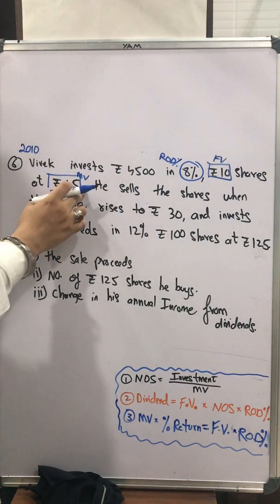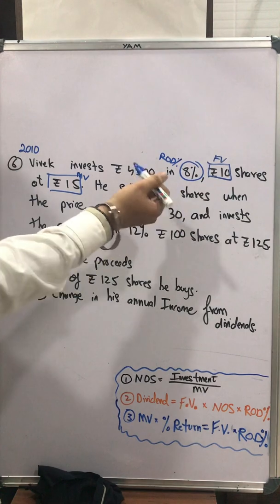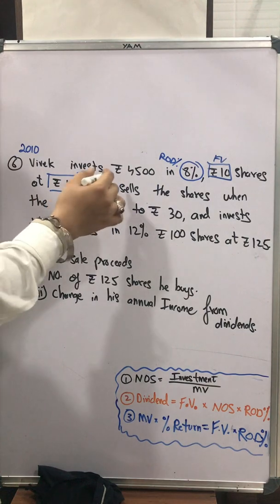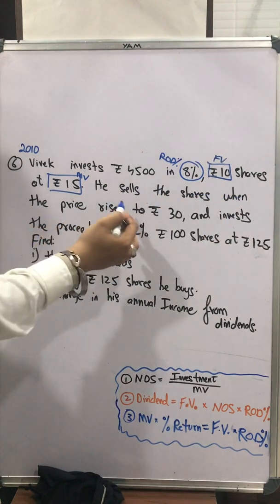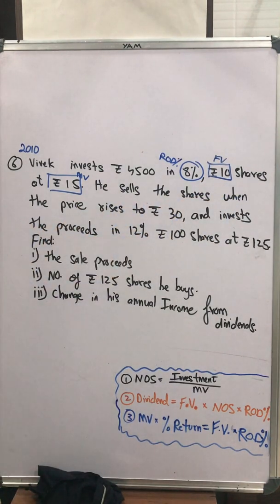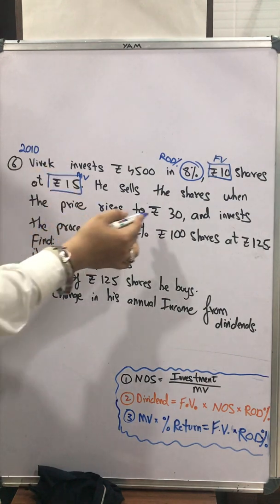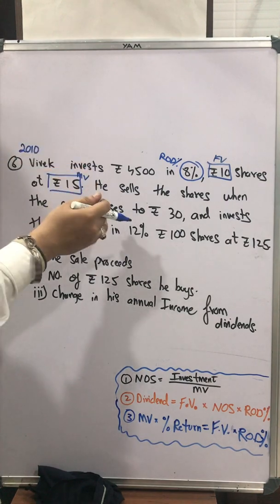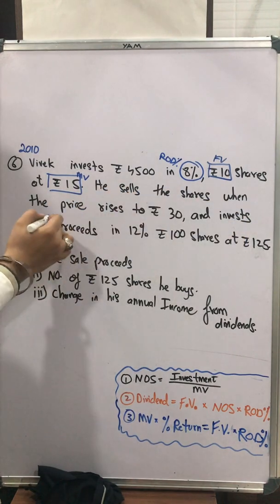Next, he sells the shares. He's selling out his shares. How many shares he purchased, we don't know. Of course, we can calculate it. He sells the shares which he purchased of the first firm when the price rises to rupees 30. Good, he's a smart one. He purchased these shares at the market value of rupees 15, and when the market price of the same shares of the first firm becomes rupees 30, he's selling them off and invests the proceeds.